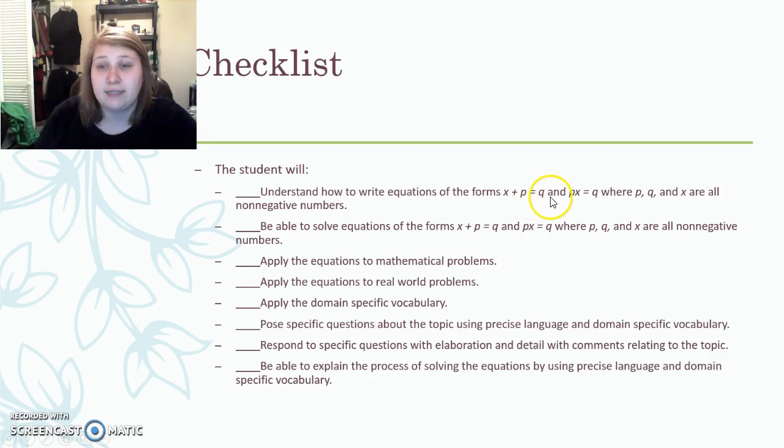equations of the forms x plus p equals q and px equals q. They'll be able to solve the equations. They'll be able to apply the equations to mathematical problems. They'll be able to apply them to the real world problems. They will apply domain-specific vocabulary if asked to explain.